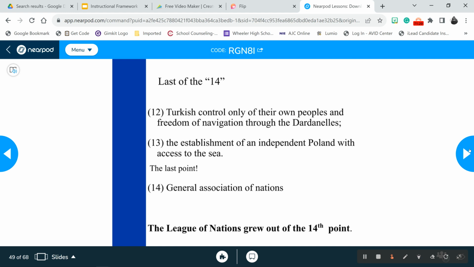All right, the last one is number 14, a General Association of Nations, and established independent Poland with access to the sea and Turkish control of their own peoples and freedom. Do you need to know all 14 of these points? No, but do you need to know what they did, what they're trying to do? Yes. And what was the main goal of the 14 points, y'all? Stop another war. Is everybody clear?